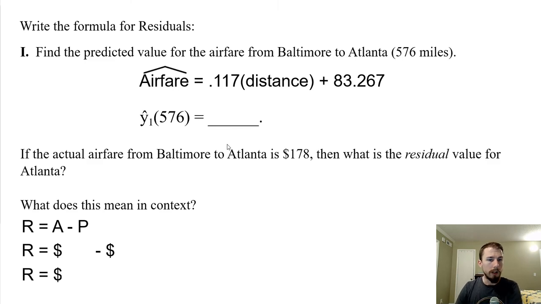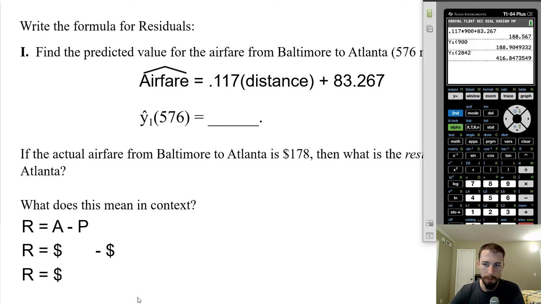All right, write the formula for the residuals. So R is equal to A minus B. I think I already gave that to you. Find the predicted value for the airfare from Baltimore to Atlanta, which is that many miles. You can find the number of miles that it actually is in our data because it was listed up there, in the table. All right, so we want to multiply that or just simply evaluate for that part.